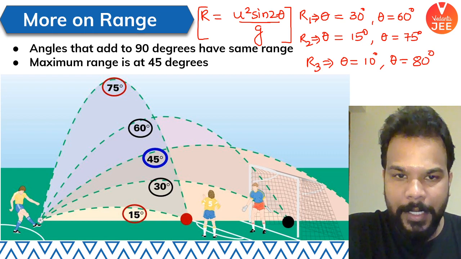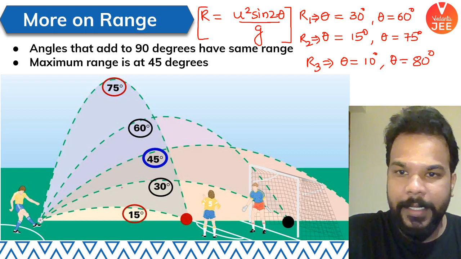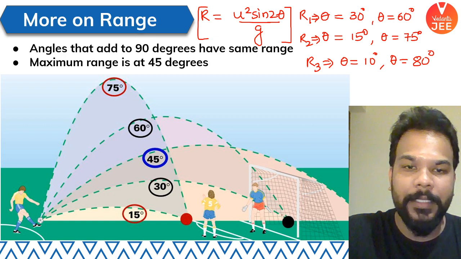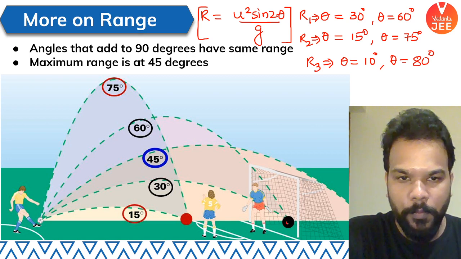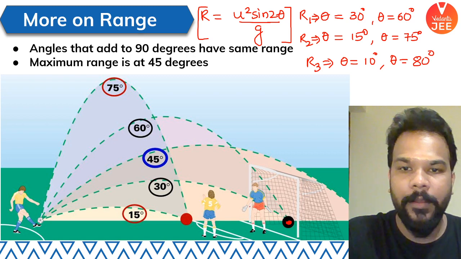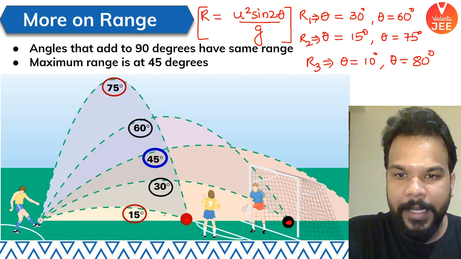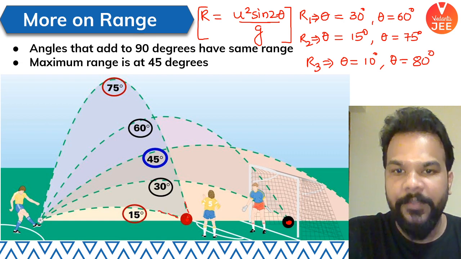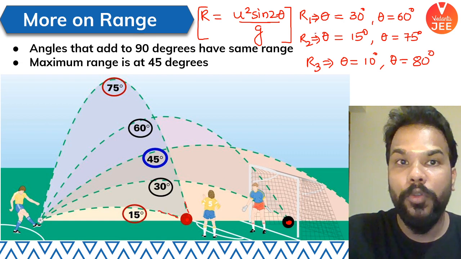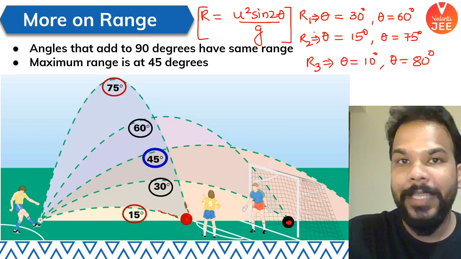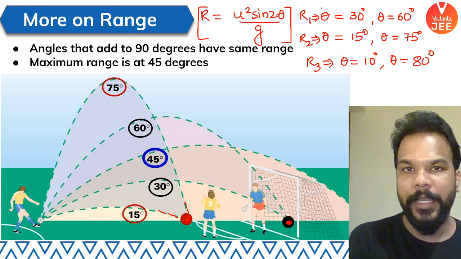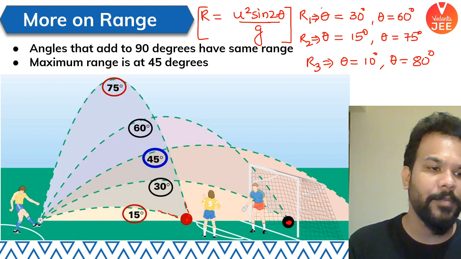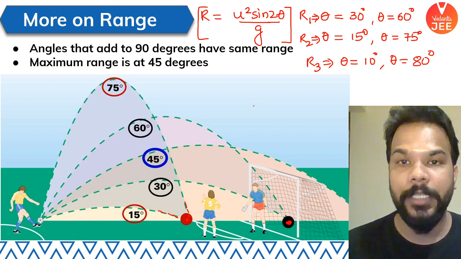Okay guys, so you see that when you follow the 30 degree path, it's not a graph, it's the path, and if you follow the 60 degree path, both times the ball is going to land here. Similarly, if you follow 15 degree and 75 degree, the range comes out to be the same. So remember, whenever the angles are complementary, meaning theta and 90 minus theta, the range always comes out to be the same, obviously without changing the velocity.